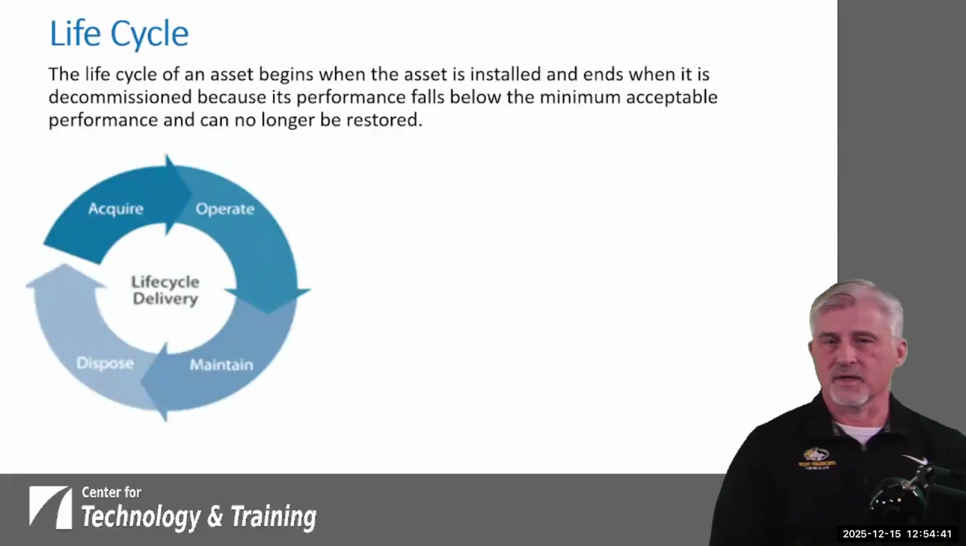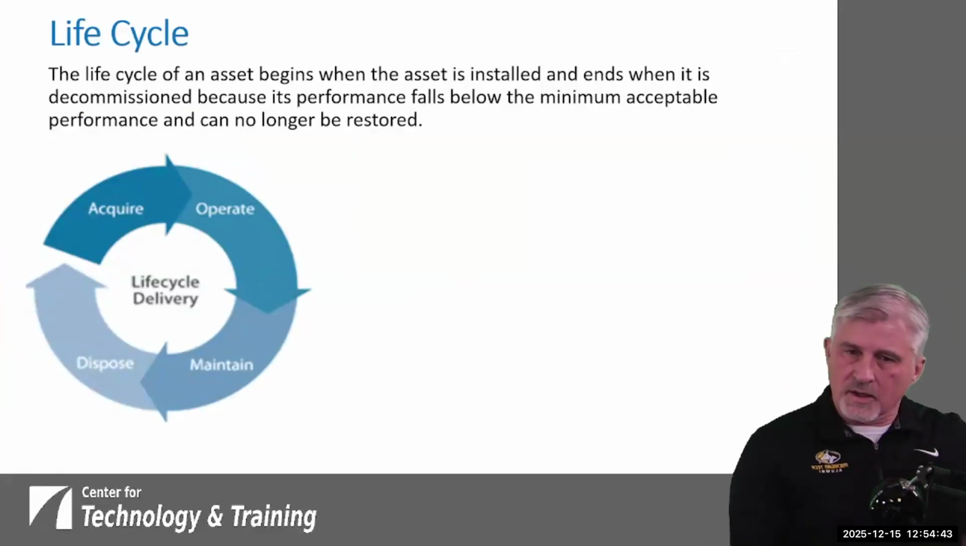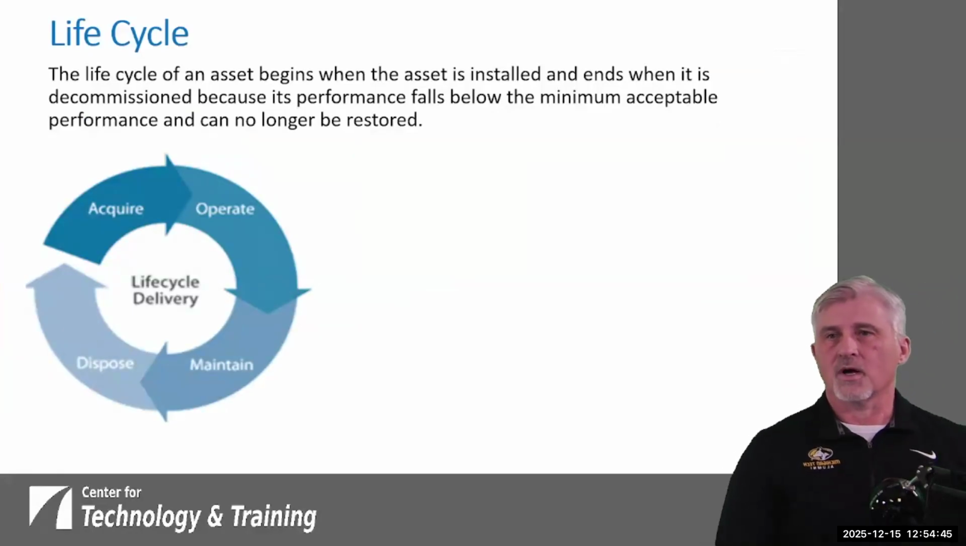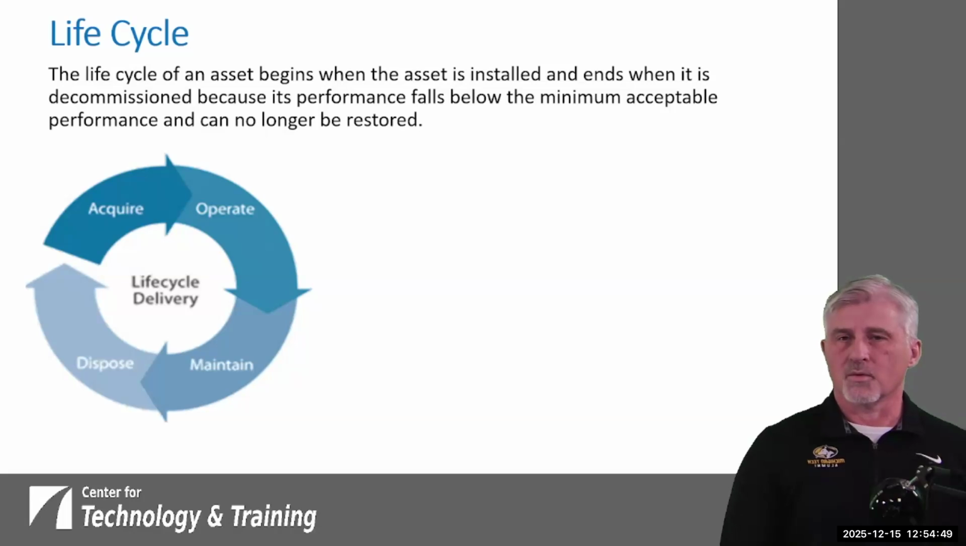All right, so what is the life cycle of an asset? It begins when the asset's installed, and it ends when we take it out of commission. Why would we take it out of commission? Because its performance falls below the minimum acceptable levels, or it can't be restored.